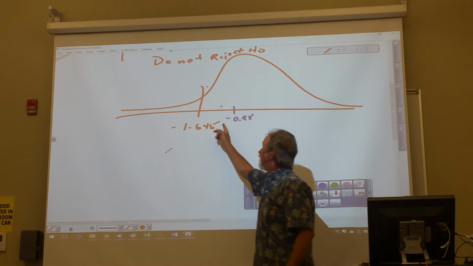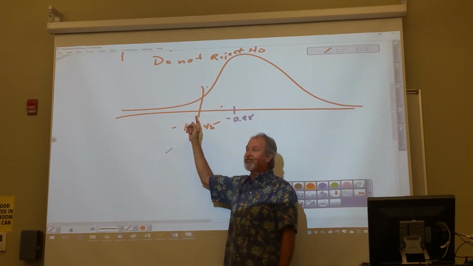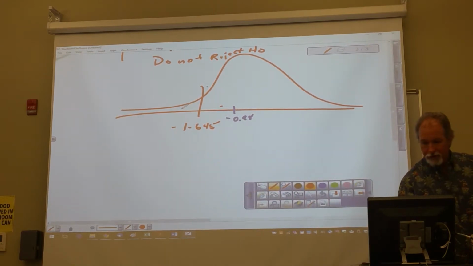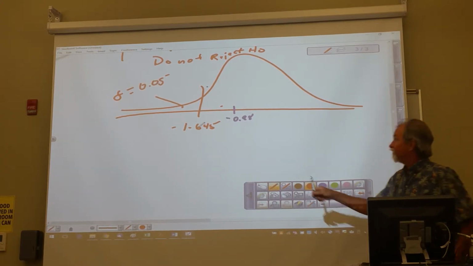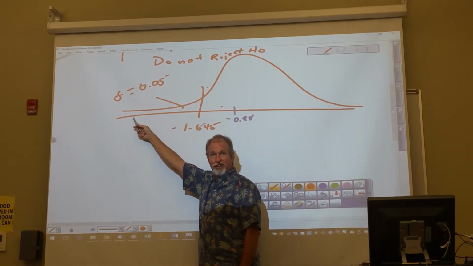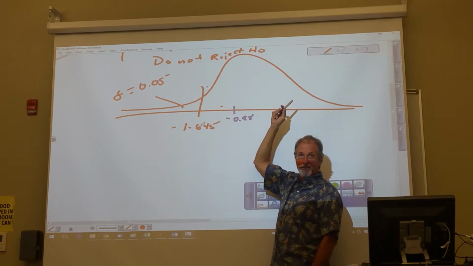It's the table value I get based on my alpha, because my alpha is 0.05. So see, this is my alpha, which is 0.05, and this is the value 1.645, where 5% is in my tail and everything else is in here.